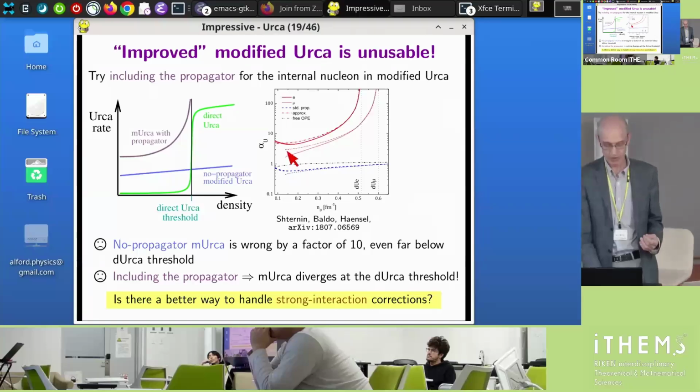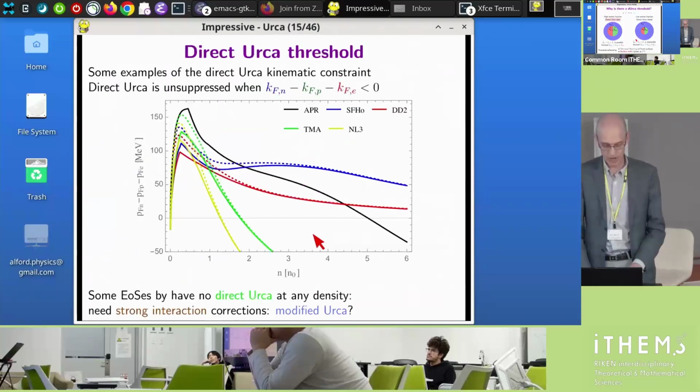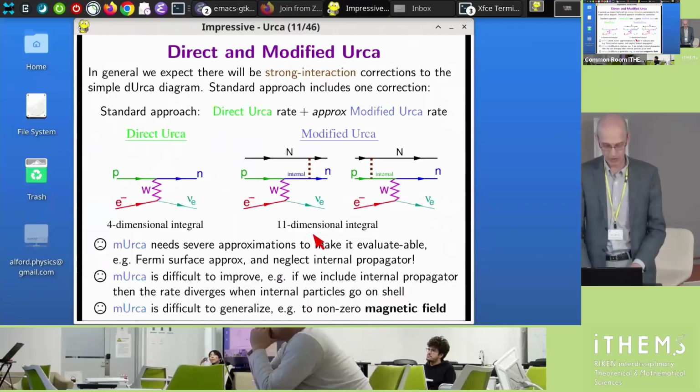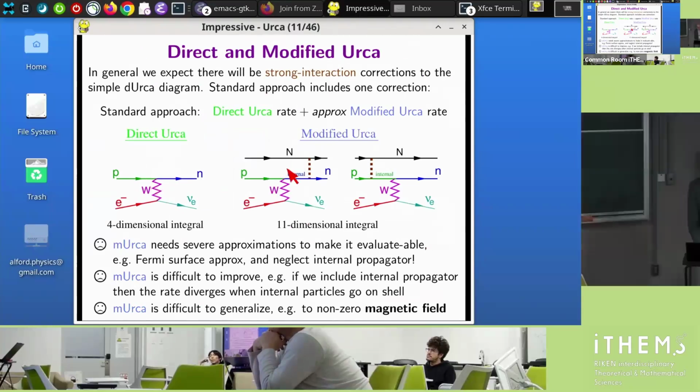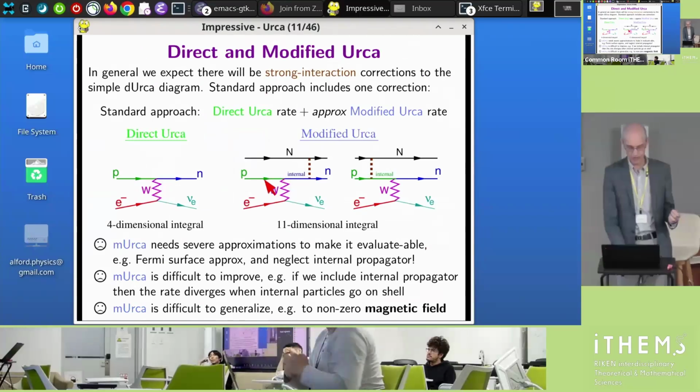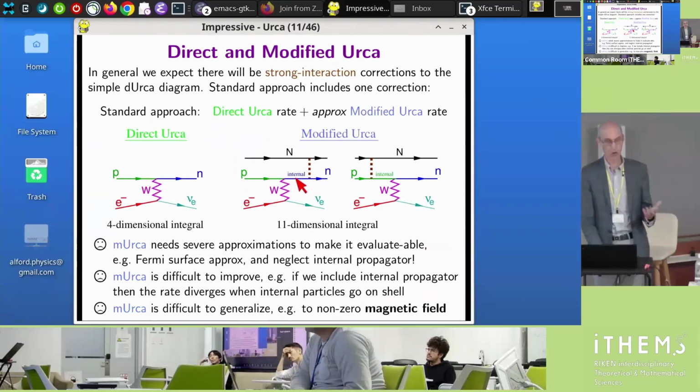So it's wrong by a factor of 10 where it isn't divergent, and then it diverges at the threshold. So it's really not good. And why is it diverging? Well, we can see why if we go back to here, because when you go above threshold, this process can happen. That means a proton can turn into an on-shell neutron. So when you calculate your modified Urca, you find that sometimes your proton turns into an on-shell neutron.